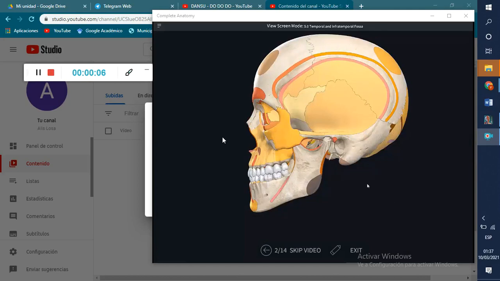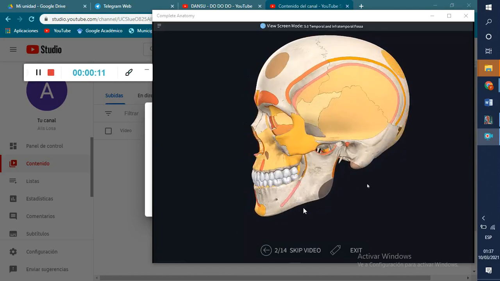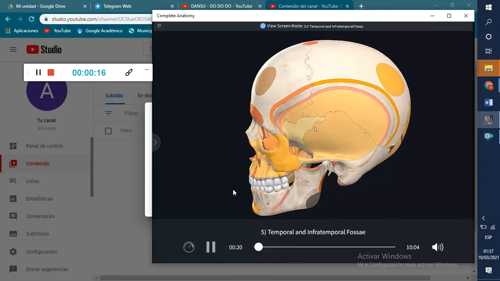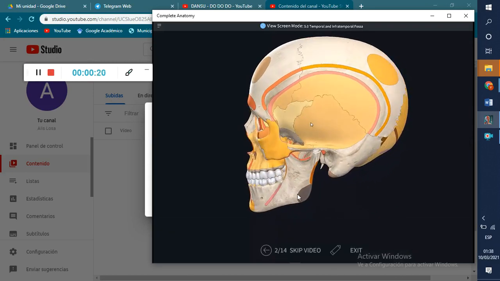Alright, so now let's have a look at the temporal and infratemporal regions. These are actually called the temporal and infratemporal fossae, the plural of fossa. And these are interesting regions, but there are some interesting muscles and arteries that are especially in the infratemporal fossa. Okay, so in the temporal region, you can see there are these two lines.